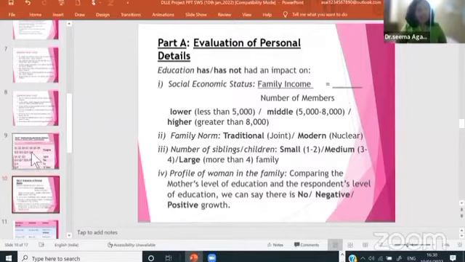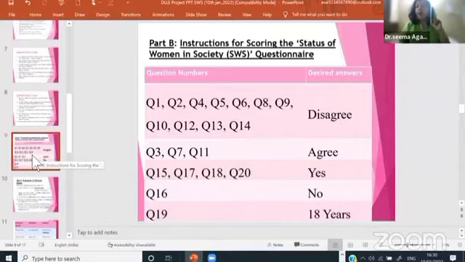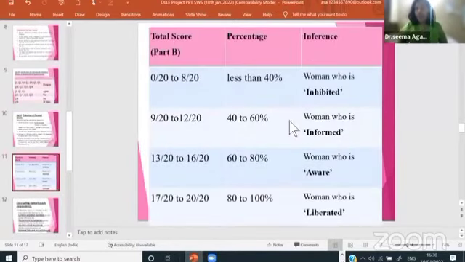Now, students, based upon the desired answers of the part B questionnaire, meaning questions 1 to 20 of part B, we can conclude in this way. If the total score of the respondent lies between 0 to 8, meaning less than 40%, we can say that the woman is inhibited. If her score lies between 9 to 12, meaning 40 to 60%, she is informed. If her score is 13 to 16, meaning 60 to 80%, she is aware. And if her score is 17 to 20, meaning 80 to 100% correct, we can say that she is liberated.